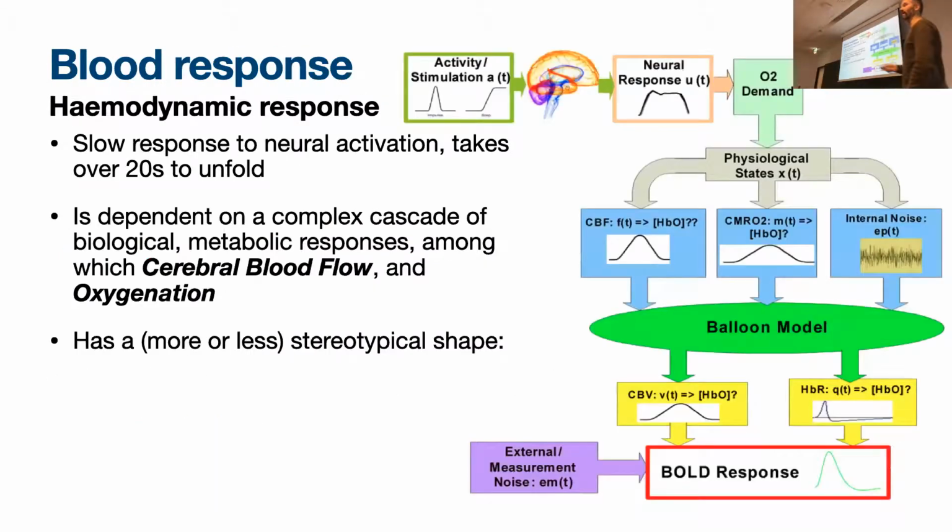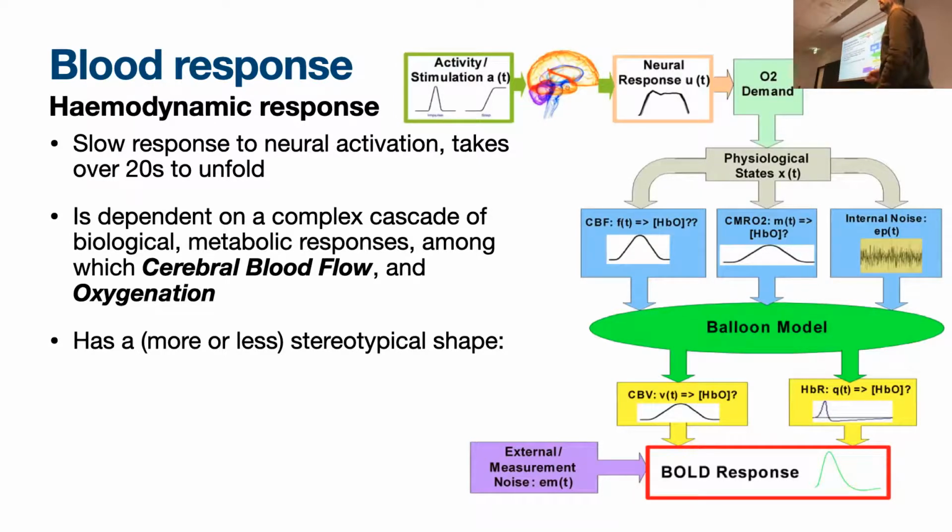So I'll get into this a bit later in a separate lecture, but this cascade and this indirectness, meaning that we're looking at a derivative or a proxy of the neural information processing that we're interested in, this goes pretty far. It means that the signal that we measure in response to some neural activation is really slow. It takes over 20 seconds to unfold. So yes, there is a delay.